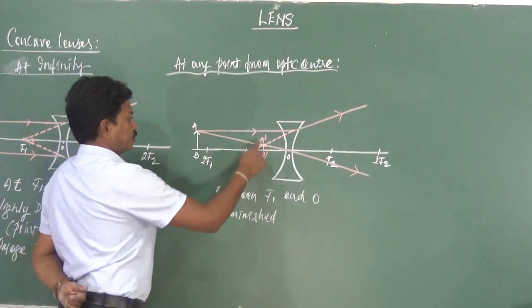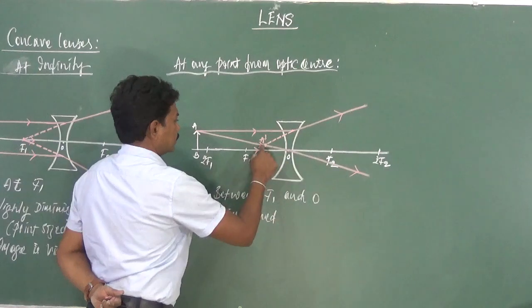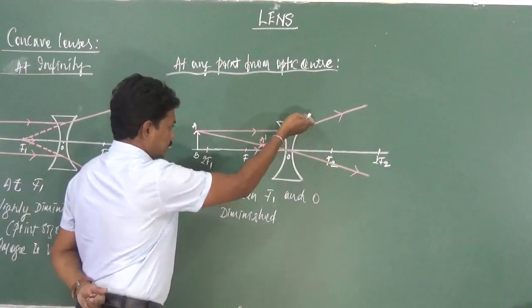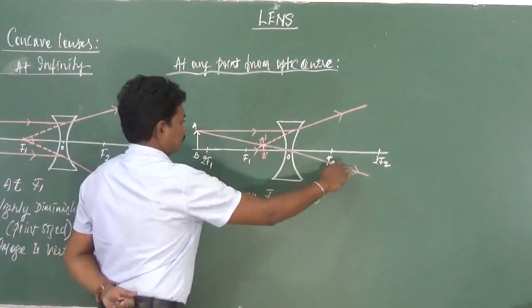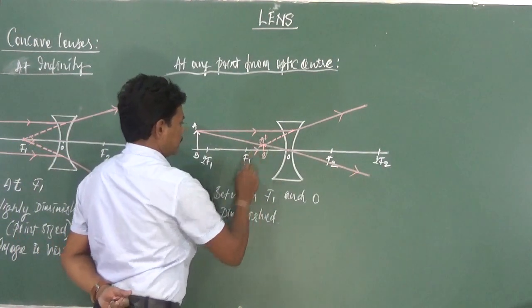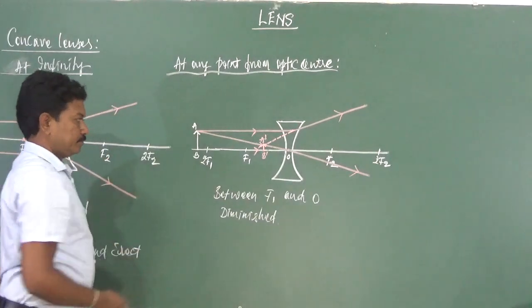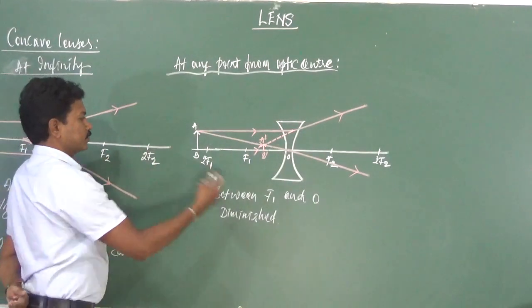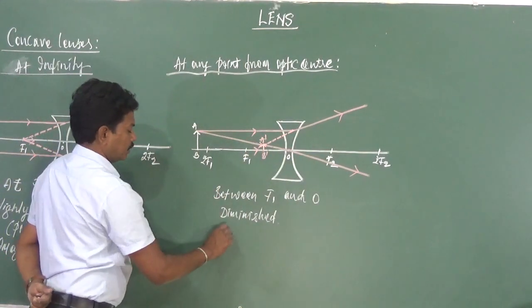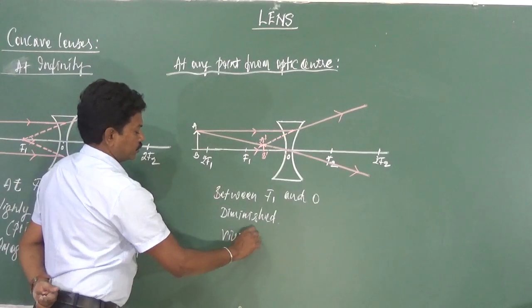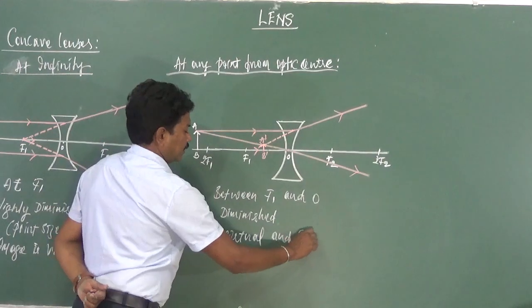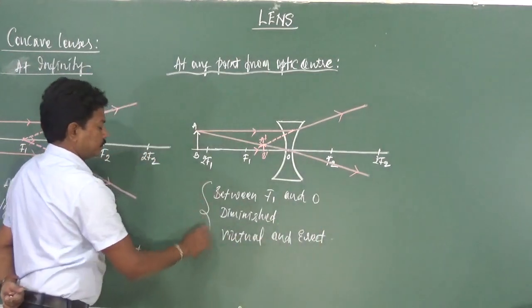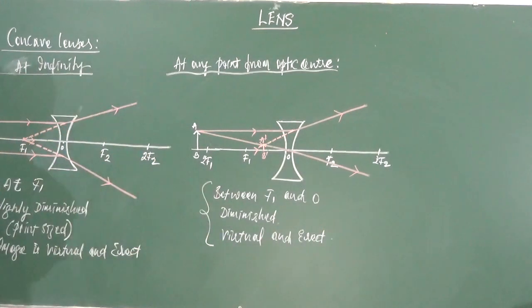Here actually two light rays are not meeting at this point, because the diverging light ray is pulled back and made to meet this light ray. So at this point the image is formed. Therefore the image appears to form at this point, so it is a virtual image. Virtual images are always erect. So it is virtual and erect. These are the characteristics.